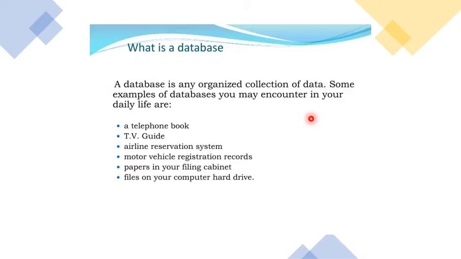For example, a dictionary is also an example of a database, where a dictionary has a collection of words. Similarly, a telephone book has the contact numbers of different people. So this is a database. A database is an organized collection of data. It means we are collecting the data, but we are organizing it so that retrieving and insertion can be easily done.